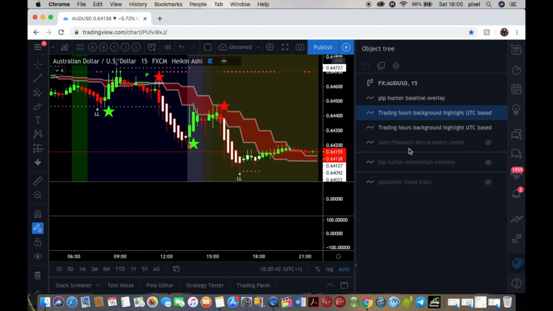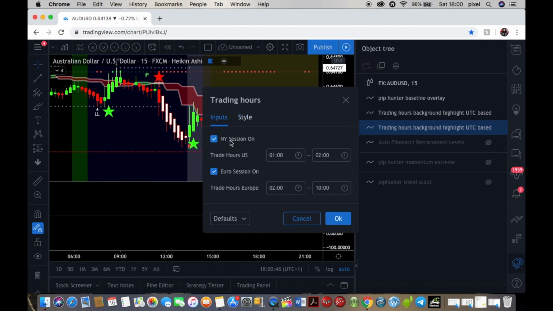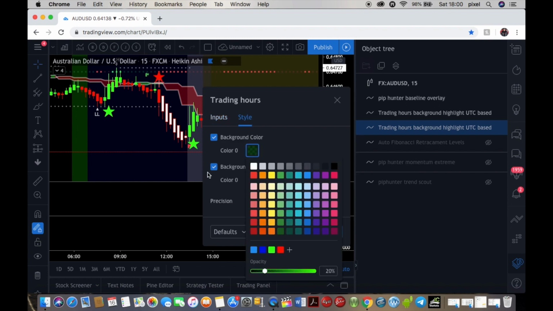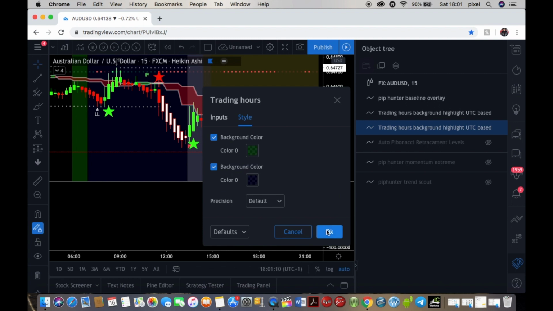Cool. And this is for my London session, which is the green and the blue. Inputs here, look at this. Make sure you copy it exactly the same as I have it all of the times. And then the style here, so you can see the colors. I've got one of these greens. You can use any green. Just use a green. Make sure the 20 is on the opacity, background color as well. Any of the blues you can use. Just make sure the opacity is 20.